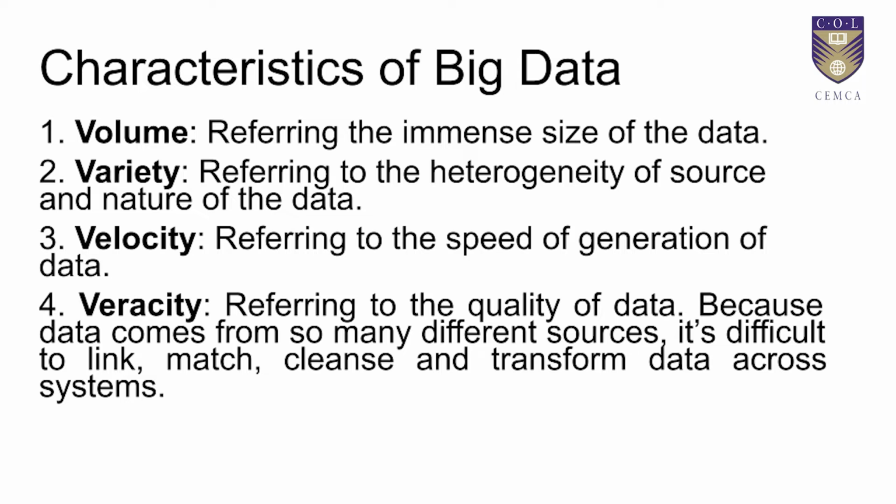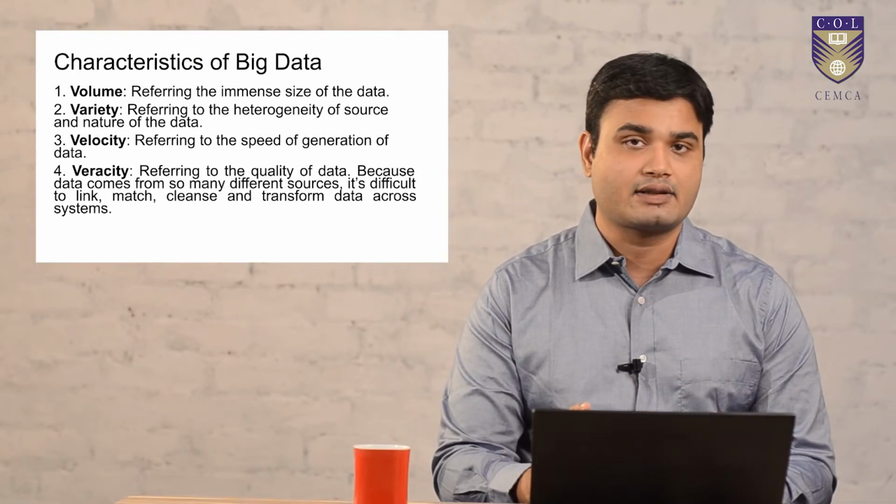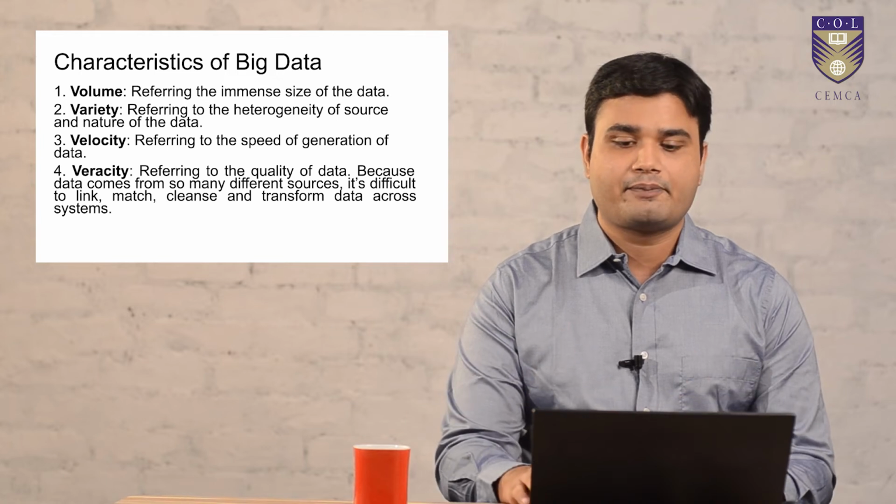The third is velocity, that is the rapid rate at which this data size grows. And finally, there is the veracity of the data, which refers to the quality of the data. We can never be 100% sure about the quality of the data. It can have missing values, it can have values which are not in the correct data type format, and so on and so forth. So these 4 V's are the major characteristics which define big data.